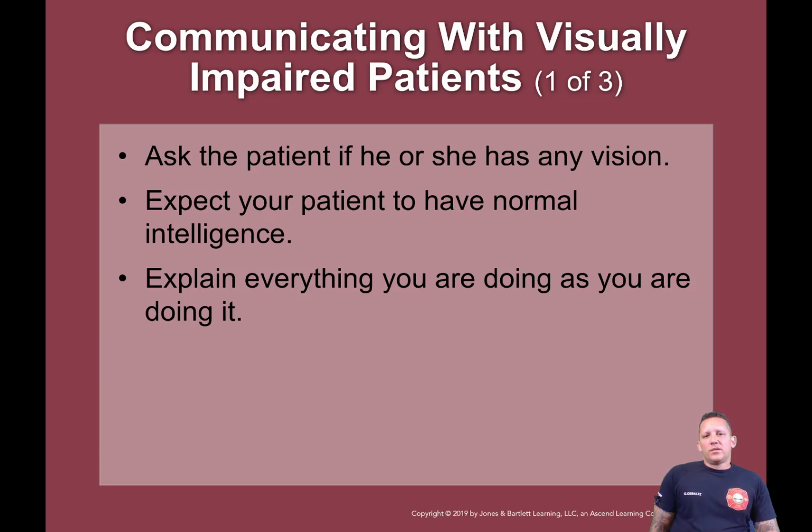So on this particular slide, we're looking at patients with visual impairments. You want to make sure that if the patient is visually impaired, you want to know, do they have any vision? Can they see light sources? Can they actually see shapes and colors? And then expect that they also are normally intelligent, that there's not a mental capacity that is also associated with them being blind. And then make sure that you're telling your patient in a very consistent, calm manner what it is that you're about to do. Again, there's a level of trust that needs to be maintained with somebody who is allowing you within such close proximity to them when they do not have visual capabilities.